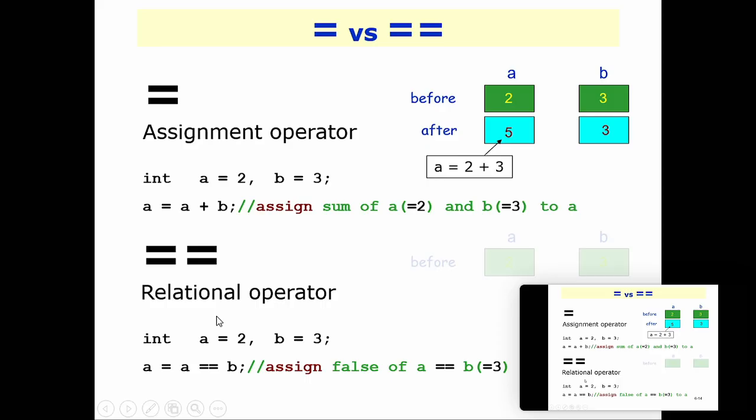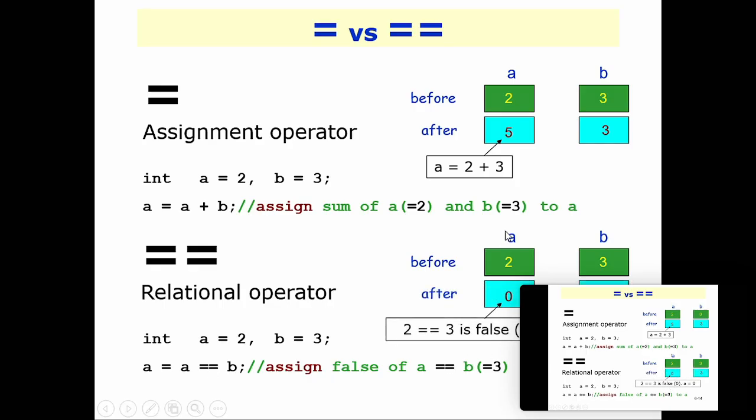Now you have a relational operator, equality operator. A equals A equal B. So what is the return value of this operation? It is compared whether they are equal or not. 2 and 3 are different, so the return value is 0. So in the memory of the A, you will have 0 returned from this operation.